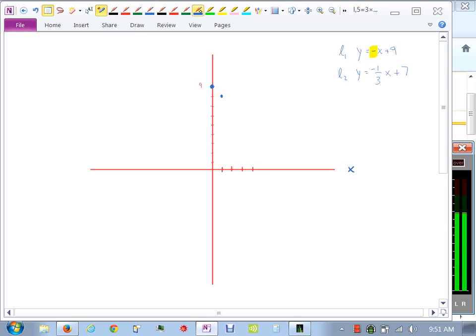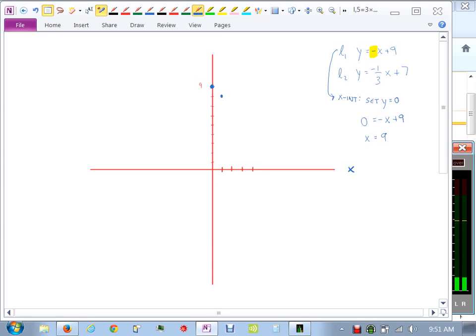Okay. So what I'm going to do is take L1 here. To find the x-intercept, I'm going to set y to 0. So 0 equals negative x plus 9. Add x to both sides. X is 9.